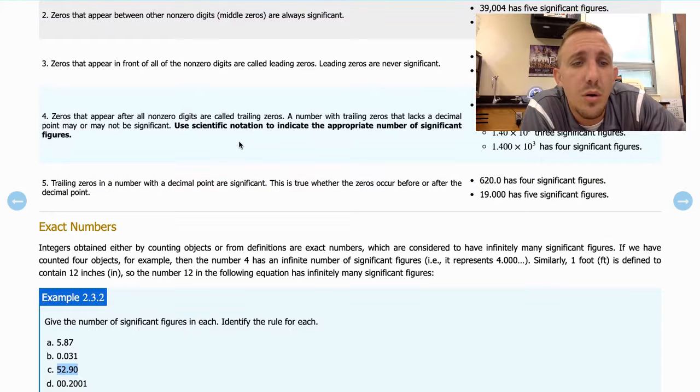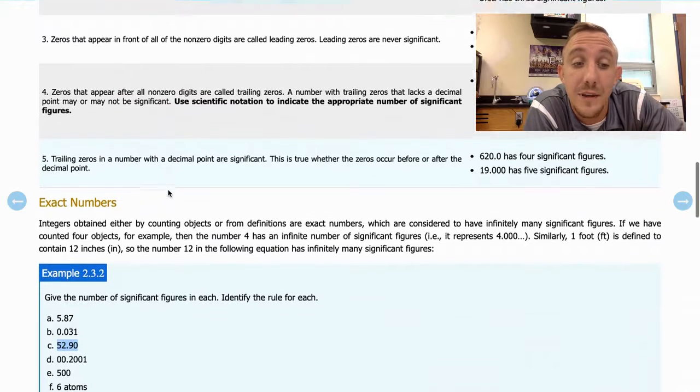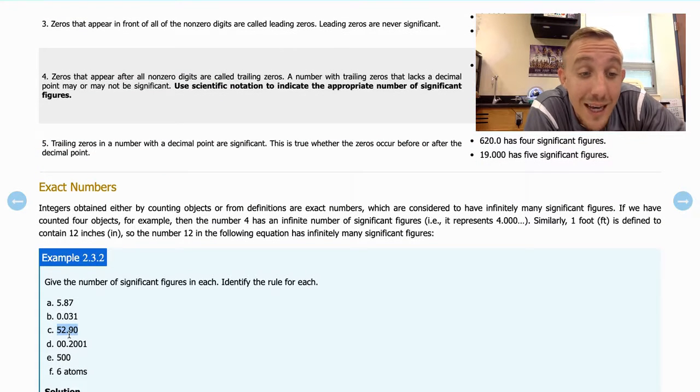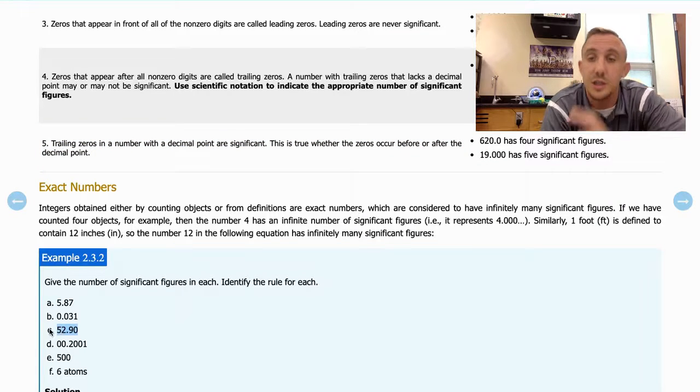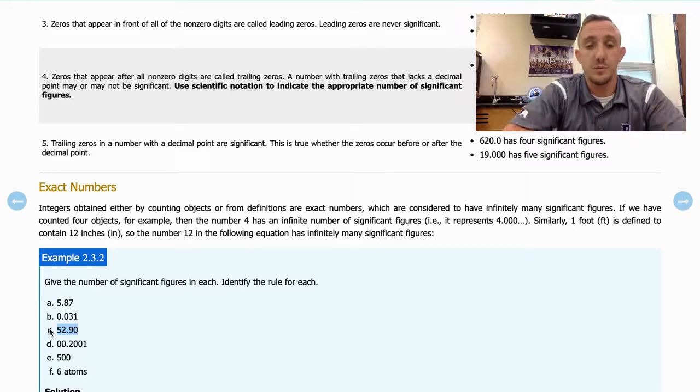So looking at number 4, zeros that appear after all non-zero digits are called trailing zeros. A number with a trailing zero that lacks a decimal point may not be significant. Well, notice I have a decimal point. What that tells me is my trailing zeros count. Trailing zeros in a number with a decimal point are significant. So Rule 5 states, if there's a decimal here, that trailing zero counts. So for C, I should have 4 significant figures.